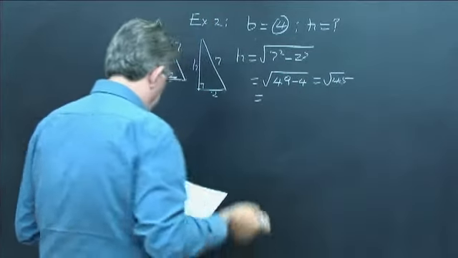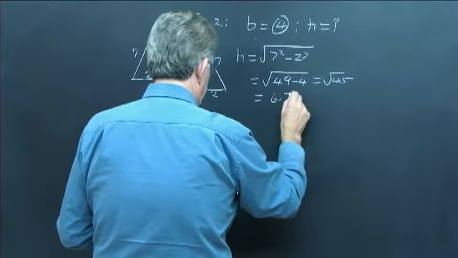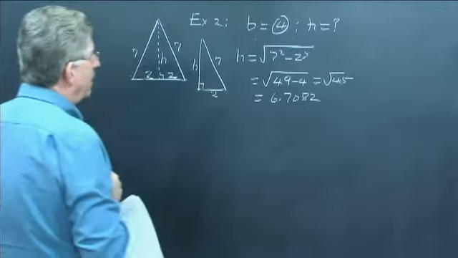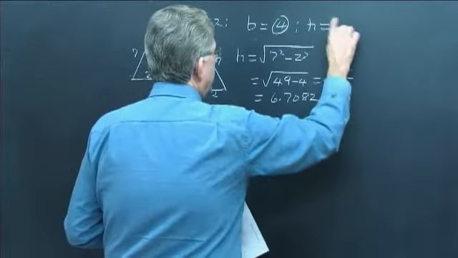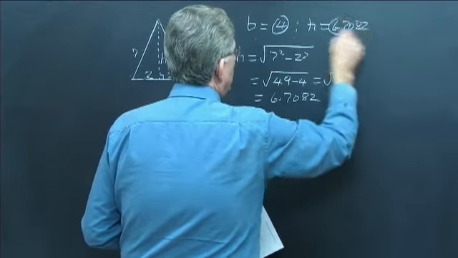Now, if we punch that up on a calculator, let me see what I got when I did. It's about 6.7082, give or take a little, about that. So this is our height that was asked for, 6.7082. So we have that.